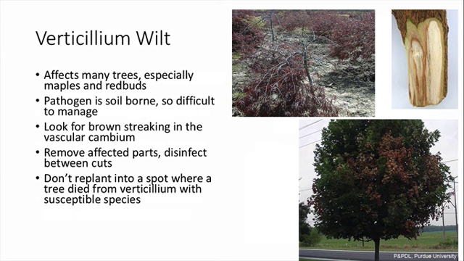Certainly if that tree dies, you would want to plant resistant species back into that site, because it's soil-borne, it persists in the soil. You wouldn't want to replace the Japanese maple that died of Verticillium with another maple. There are a lot of plants that are resistant to Verticillium, so you'd want to use those rather than susceptible species.